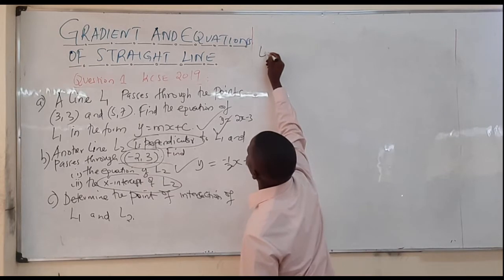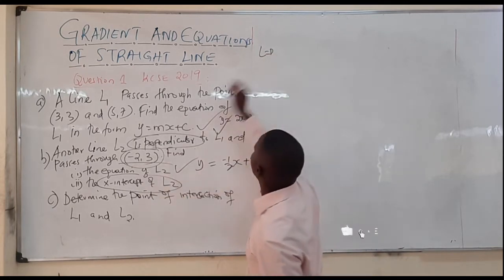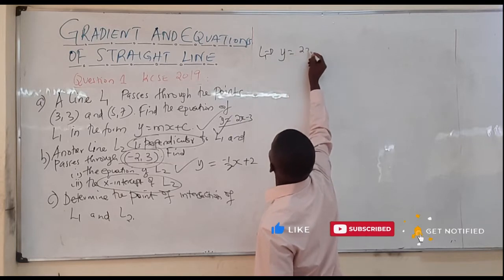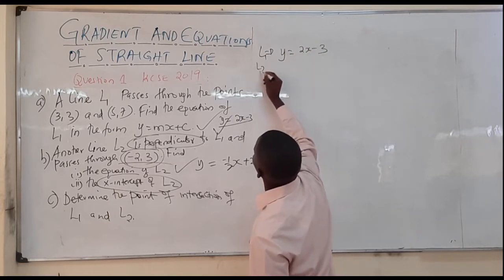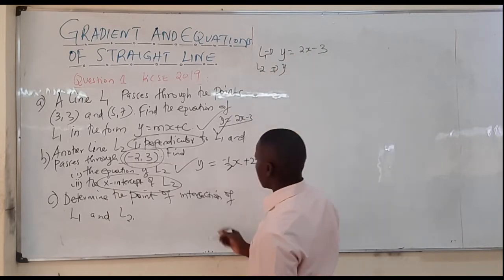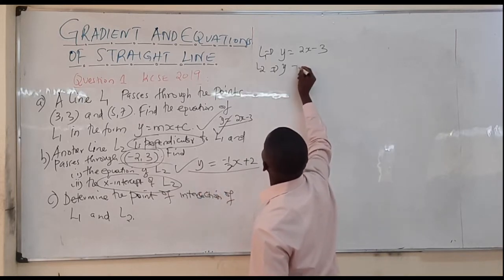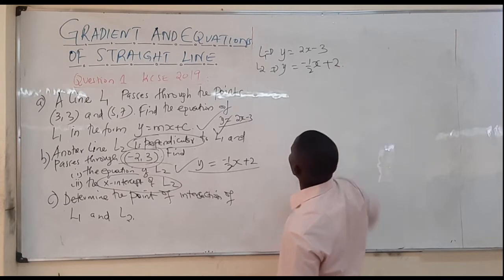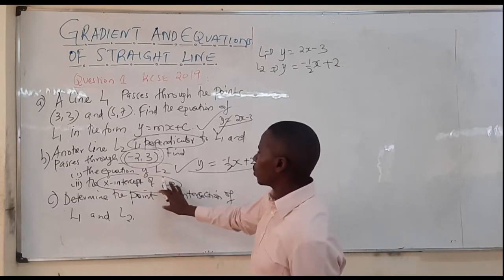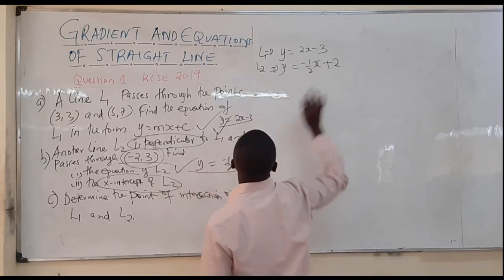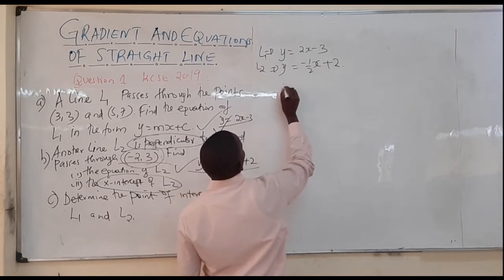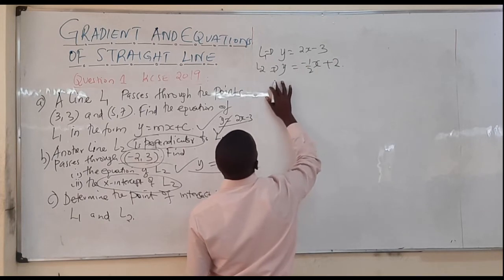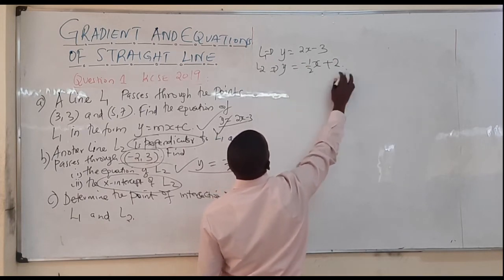First thing is to have the equation of line 1. We had it as y equals 2x minus 3. And the equation of line 2 we had is y equals minus a half x plus 2. For us to know the point of intersection of two lines, we just solve the two equations simultaneously. So the first one, y equals 2x minus 3. The other one is y equals minus half x plus 2.